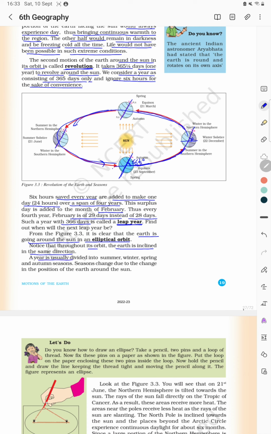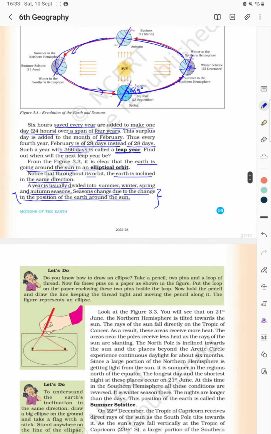A year is usually divided into summer, winter, spring and autumn seasons. So seasons change due to change in the position of the earth around the sun. So this is important here. The length of day depends on the rotation of the earth, and seasons change due to the revolution or due to the position of earth around the sun.